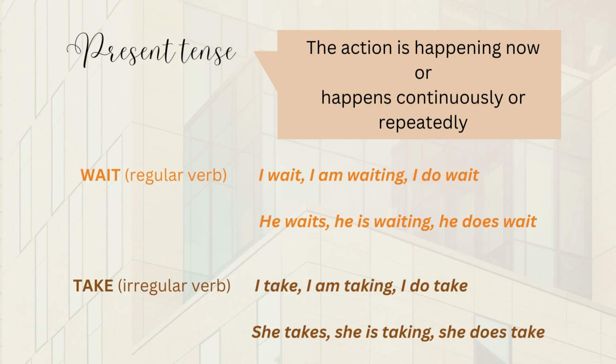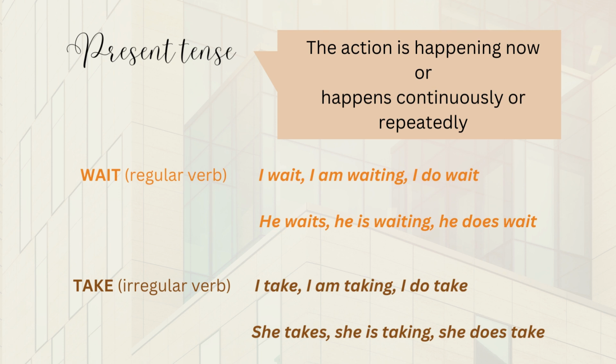Now I'm diving into our 3 tenses: present, past and future. In the present tense, the action is happening now or happens continuously or repeatedly. Now here in the verb wait, which is a regular verb: I wait, I am waiting, I do wait. They're the 3 forms of the present tense. And if you put them each into a sentence, you'll be able to discern a difference in their usage. I wait is a repeated action, I am waiting is continuous, and I do wait, a repeated action again.